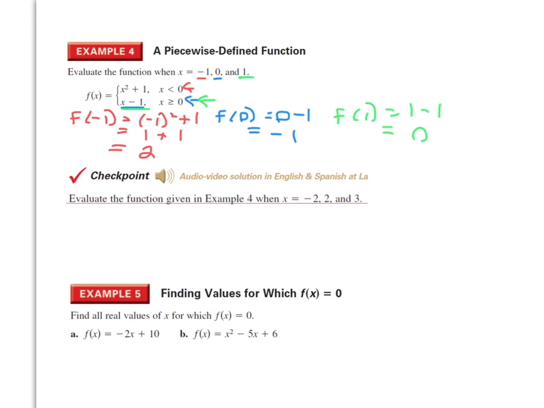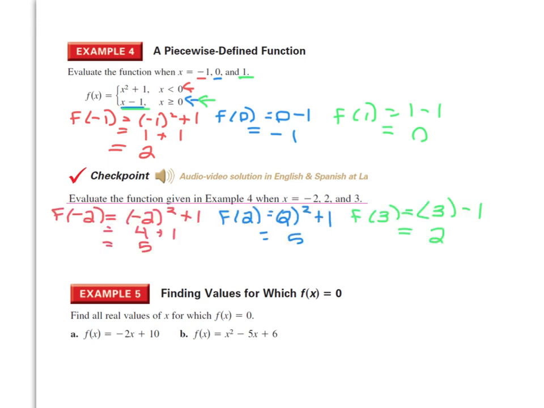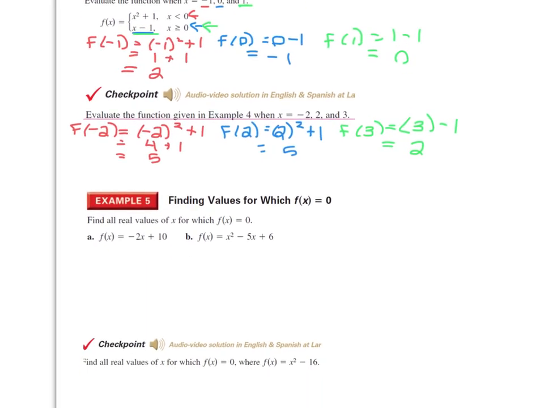Okay, so it's your turn. Go ahead and pause and do the checkpoint. Come back when you're ready to try it. All right, here's the answers. Hope you got them right. All right, let's move on to example 5.